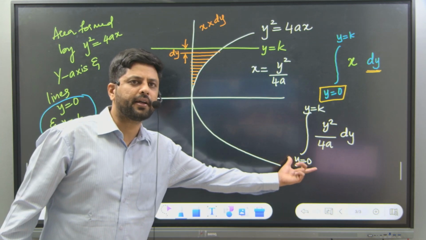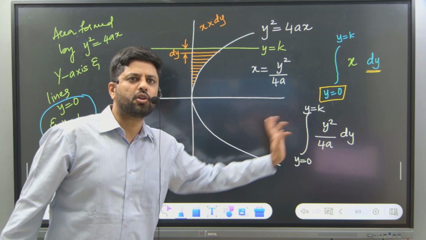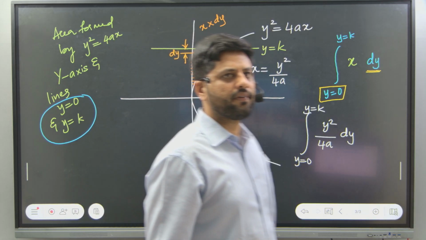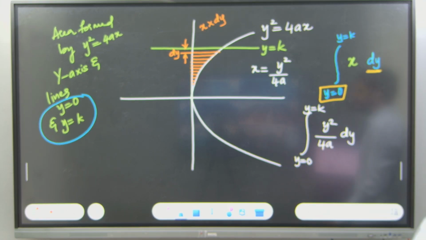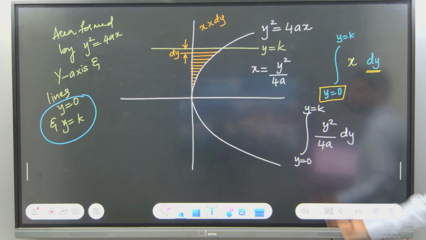Can you integrate from here? Yes. You just have to use the formula for y square. 1 by 4a comes out. Integrate y square. Put the upper limit and the lower limit.